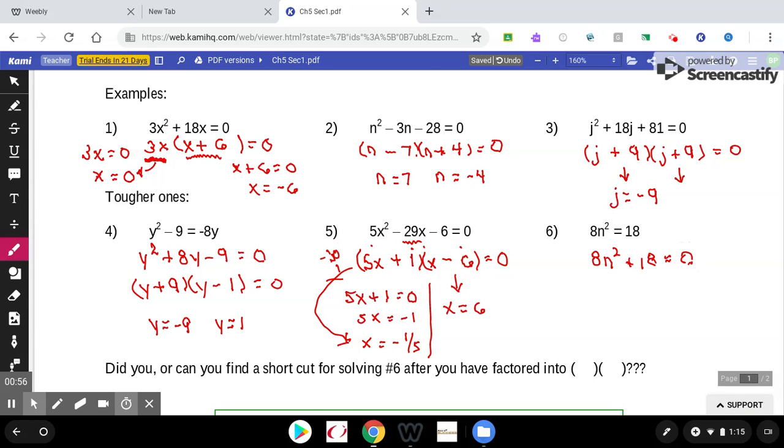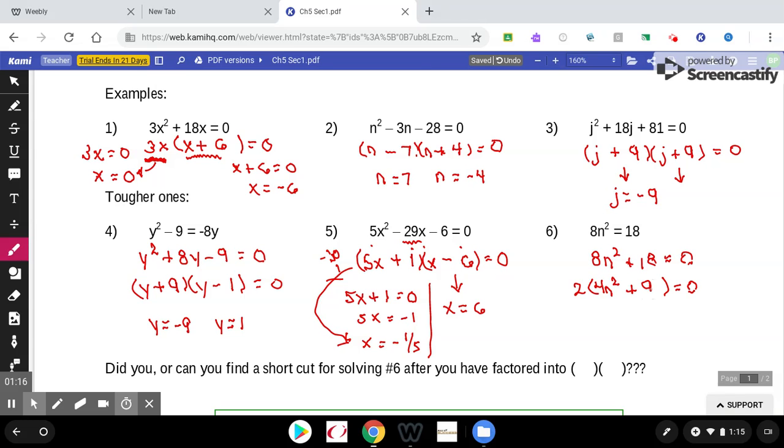Check it out. What number goes into both of those? 2 does. Do they both have n's? No. So GCF first. 2 times 4 would give me the 8. Never mess with the n squared. 2 times 9 will give me the 18.